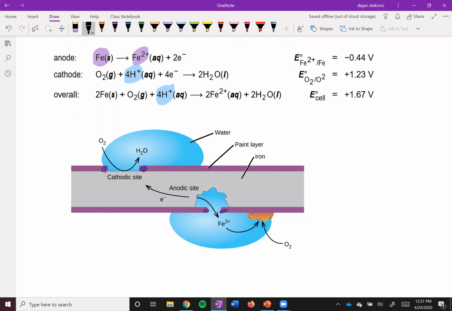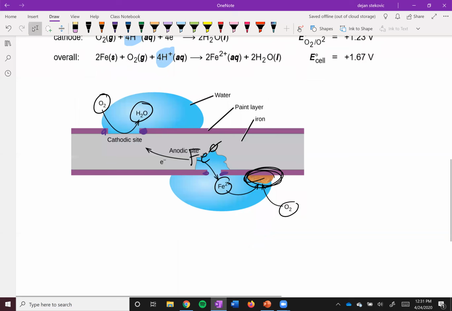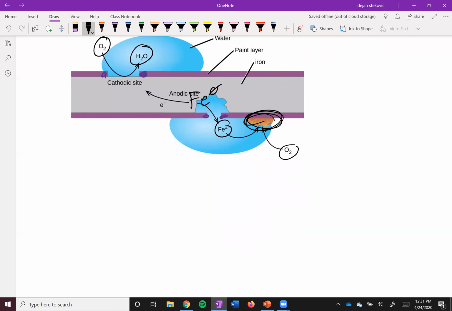And so you can see what goes on during the cathode and the anode. On the cathode side, oxygen is combining with H+ to form water. And on the anode side, iron is going from Fe0 to Fe2+, and then combining with oxygen to form rust. Iron oxide does not have the same properties as iron, and so it's very bad.